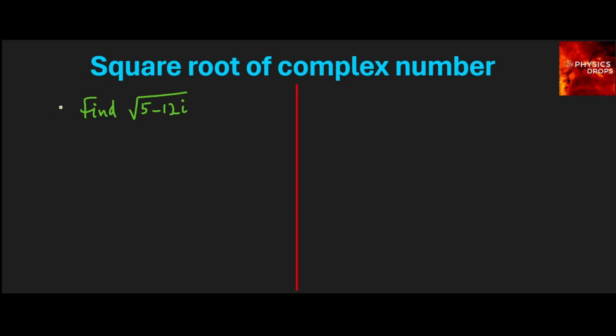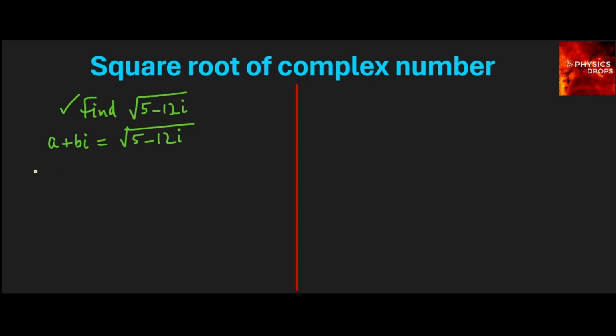Now the question given is to find the square root of this complex number 5 minus 12i. Now how do we go about it? Let's say that the square root is another complex number in the a plus bi form. That is going to be the square root of 5 minus 12i. Now let's square both sides.